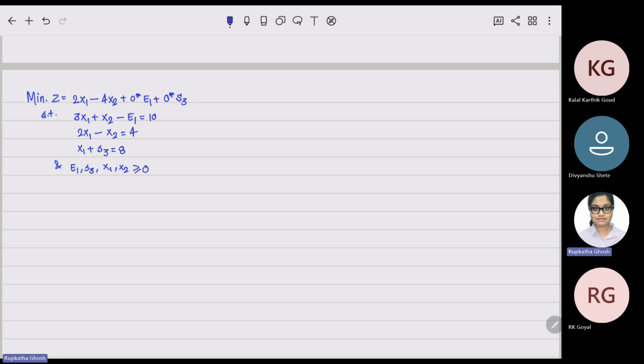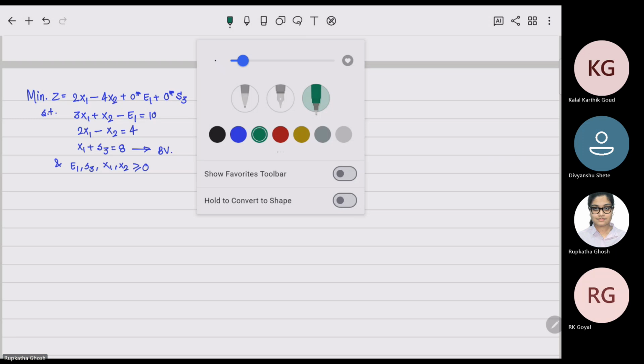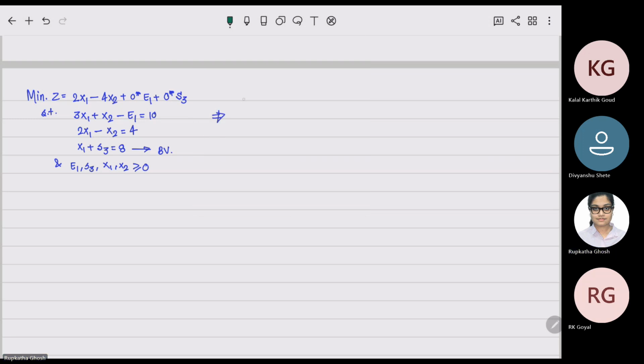Now to get a basic feasible solution in the standard form of an LP, each constraint, please remember, should have a basic variable. This is very important. Now, you can see only the third constraint has a basic variable. Rest all do not have. So in order to have basic variables for the other two constraints, we will be artificially introducing basic variables for constraints 1 and 2, that is A1 and A2. And how do we do it? Very simple.